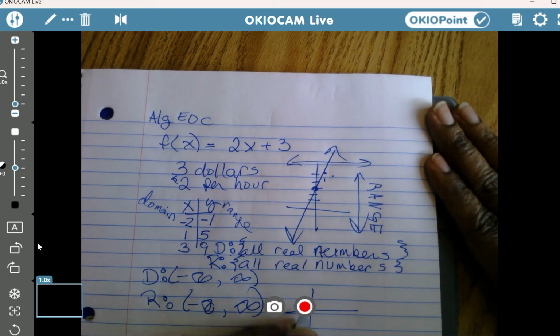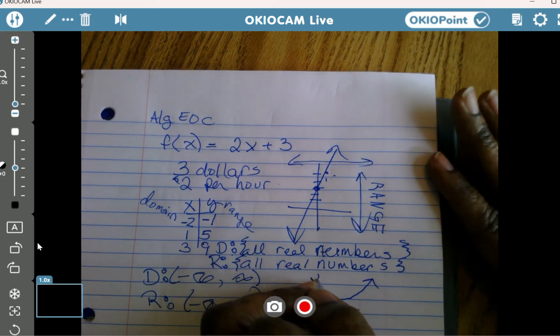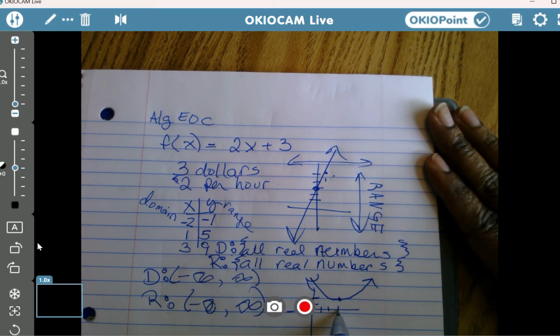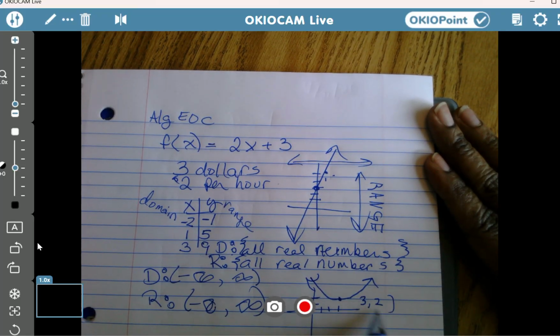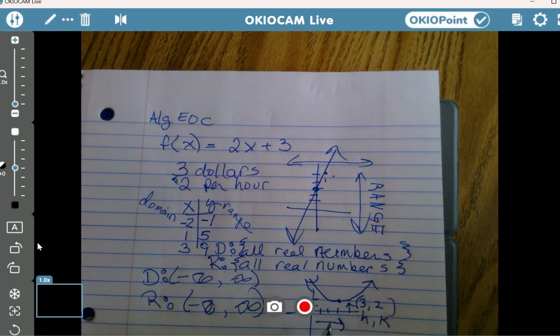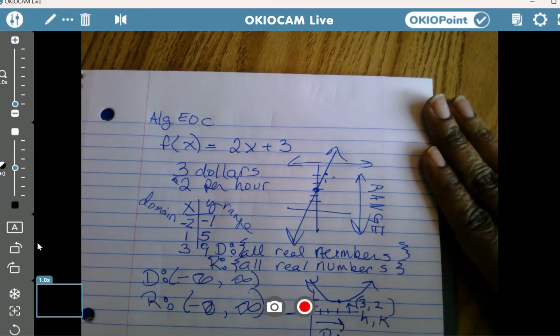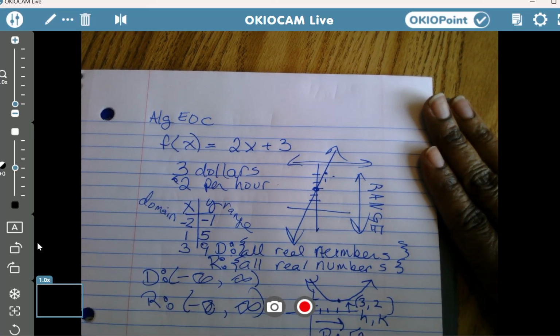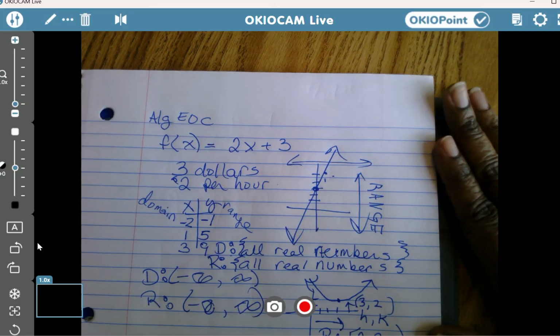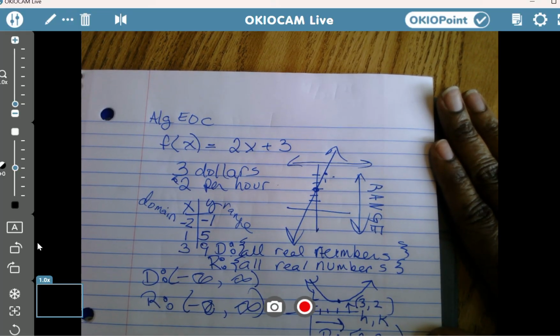If it is a quadratic function, then your range values may stop. Let's say that this vertex is at 3, 2. That's H and K. We shift 3 and then we go up 2. The range of this quadratic will be from positive 2 to infinity. And the domain value, since it's going in both directions, will be from negative infinity to positive infinity.